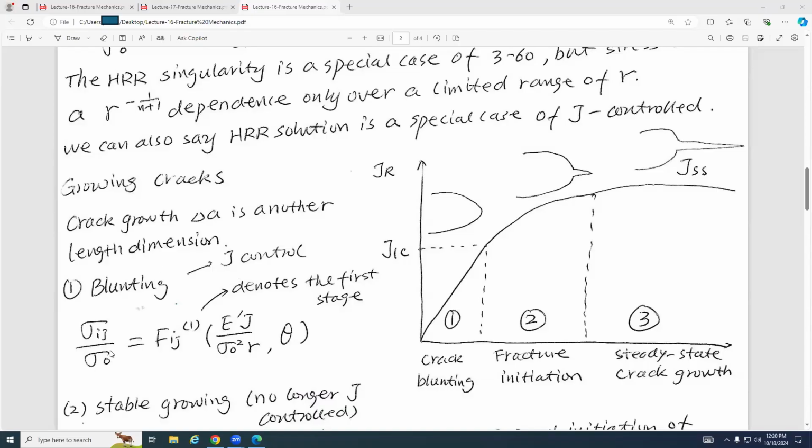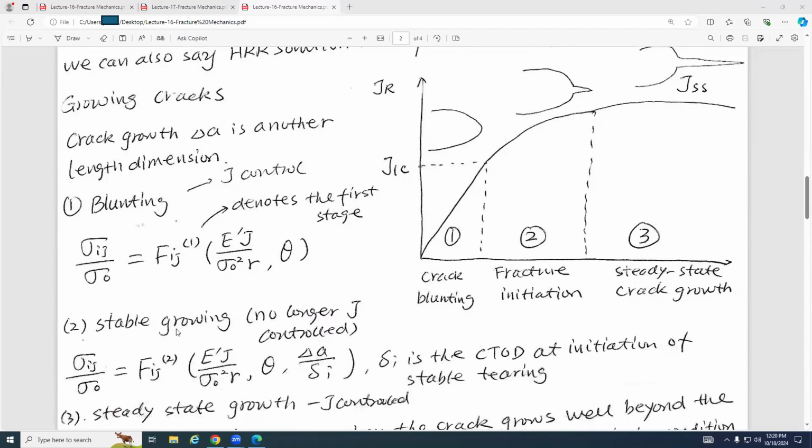So this one, sigma ij divided by sigma 0 equals F ij superscript 1. This means the first stage, called blunting, and it is a function of the J integral and theta. The second one, the stable growing, is no longer J controlled. After blunting, at the crack tip you will have a small sharp crack. This is called stable growing.